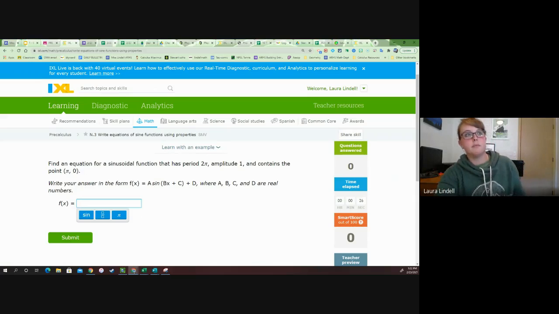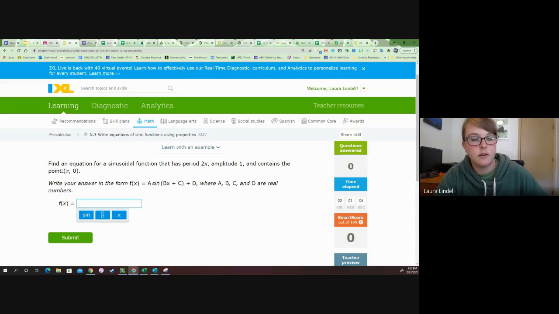Oh, this one tells you about where the midline's located. So if it says something like contains the point pi 0, that's one that you'll have to think about a little bit, but basically it's telling you about where the midline's located. So at pi, that's half of the period. And at half of the period, it should be, for a sine function, at the midline again. So it's telling you that the midline is at 0 and that it has no vertical shift.